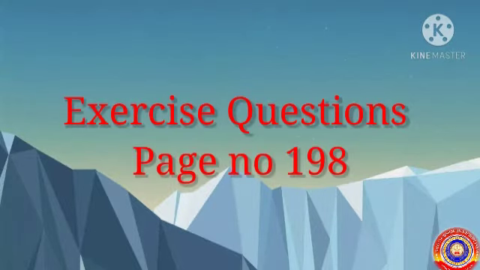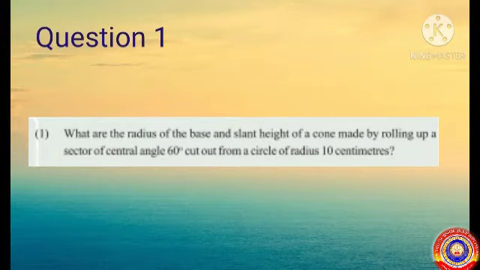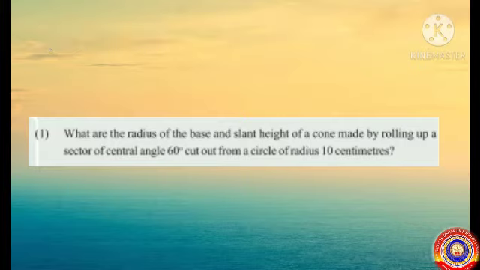Next, we are going to do the exercise questions on page number 198. Question number 1. What are the radius of the base and slant height of a cone made by rolling up a sector of central angle 60 degree cut out from a circle of radius 10 centimeters?